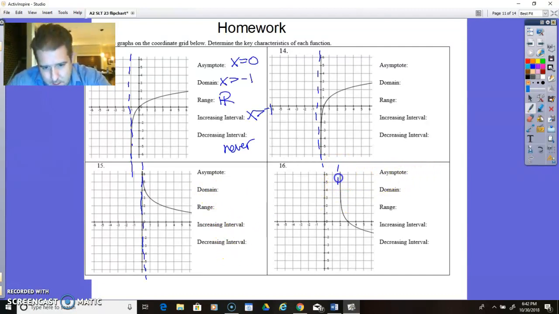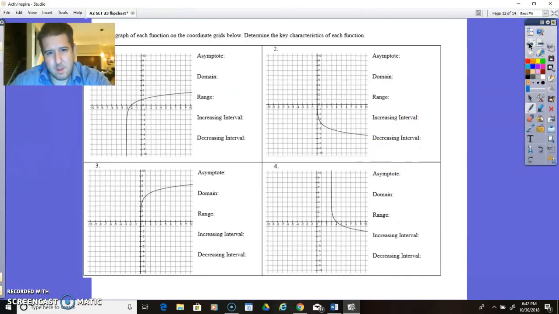This one looks like you've got an asymptote of 2. That's x equals 2. Remember, this is still a logarithmic function. It doesn't have a horizontal asymptote. It has a vertical asymptote. And I think that's going to be it.